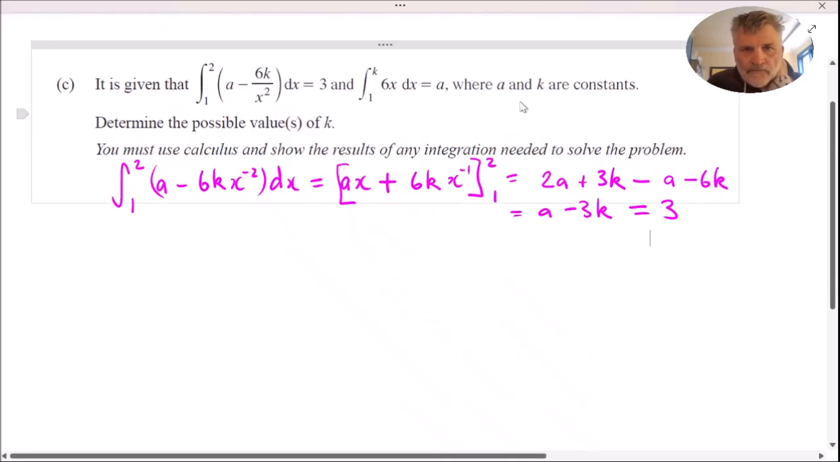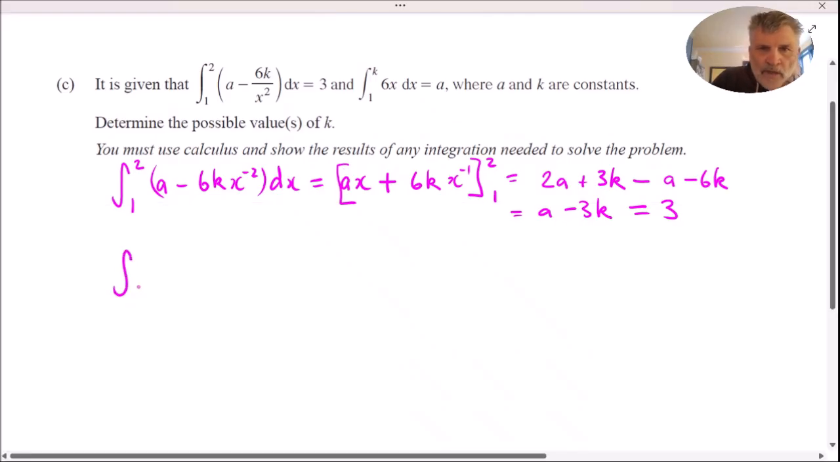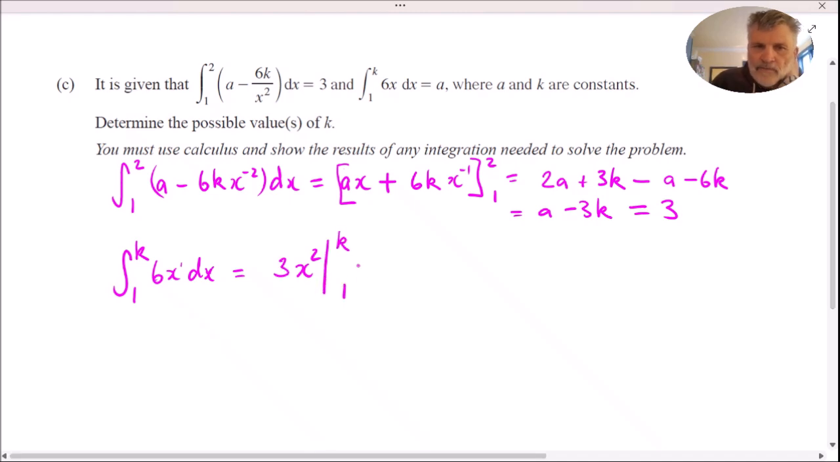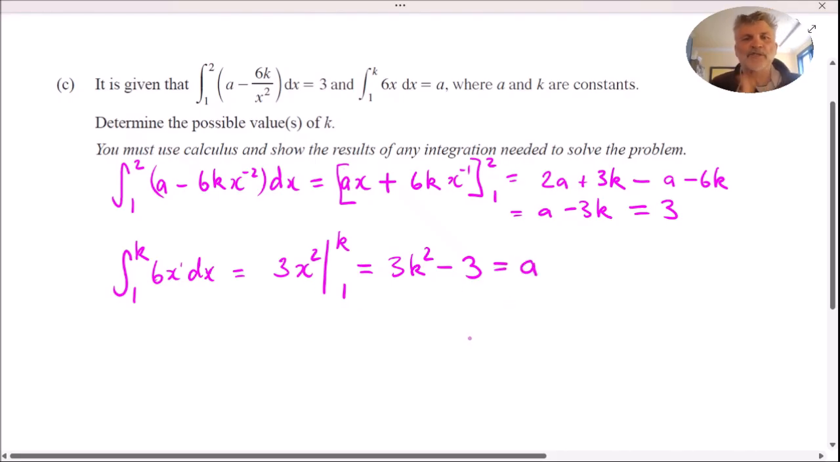And now, if we do the other integral that we're given, the integral from 1 to k of 6x dx, this is like a power of 1, so we add 1 to the power, we get 6x squared, and divide by the new power, divide by 2. 6 divided by 2 is 3. And we want to evaluate that at k and 1. So that's 3k squared minus 3. And the question tells us that this is equal to a.